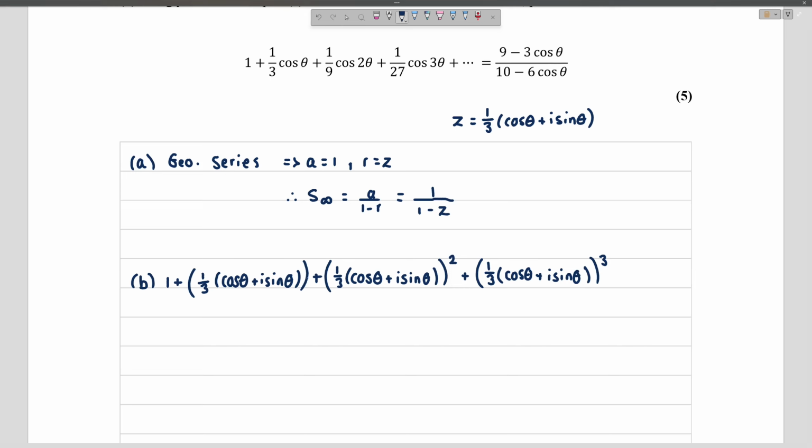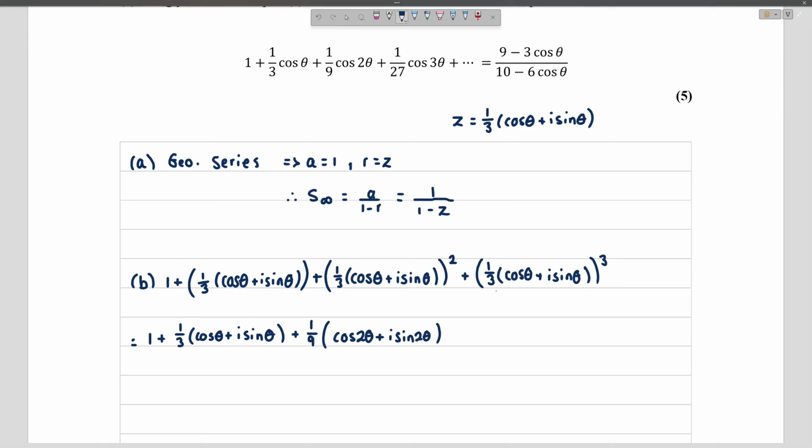Now, by de Moivre's theorem, we can simplify this. So I get 1 plus, so this term here would just be 1 over 3 times cos theta plus i sine theta. We can't do anything with that. Now for this one, using de Moivre's theorem, 1 over 3 squared is 1 over 9. I get plus 1 over 9 times cos 2 theta plus i sine 2 theta.